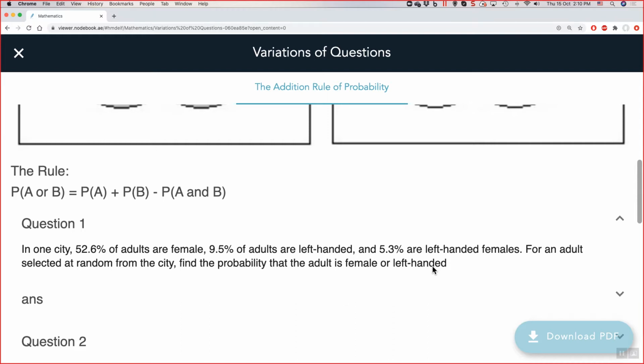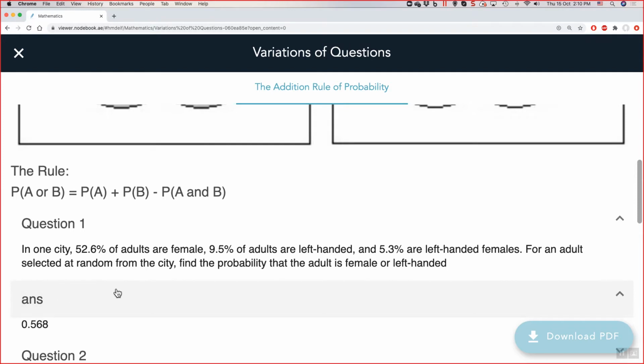So all I have to do is just use the percentages given in the question and substitute in this equation. So I'm going to say 52.6% plus 9.5% minus 5.3%. And this will give me the probability, of course, as a percentage, because we're using percentages here, so the result will come as a percentage. Or you can convert all these percentages to ratios and work with ratios, and the end result will also be a ratio.